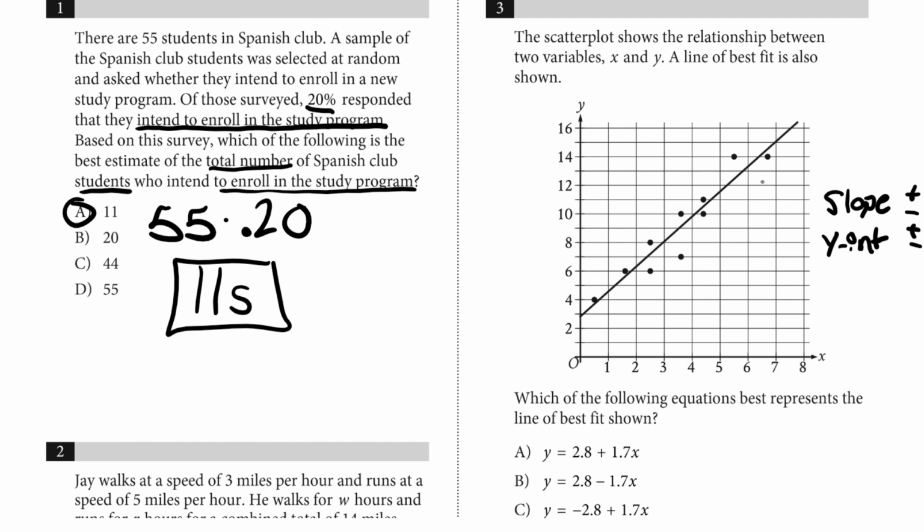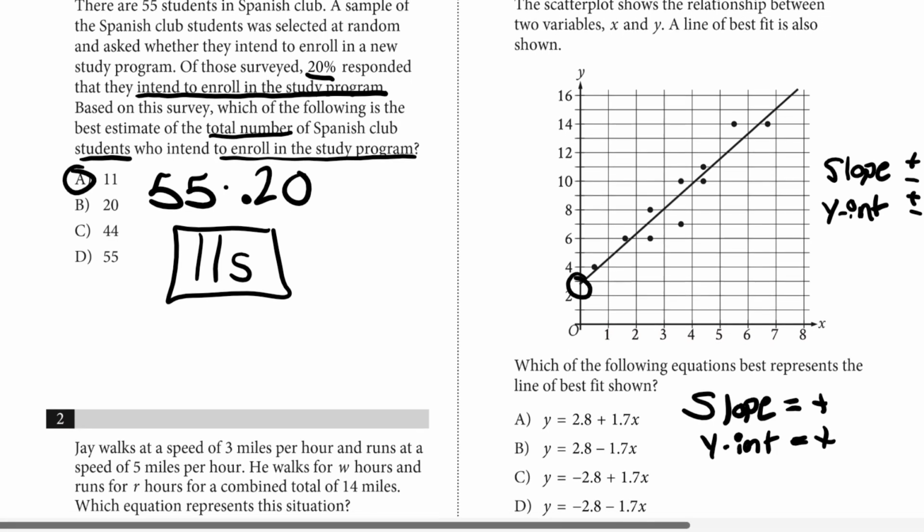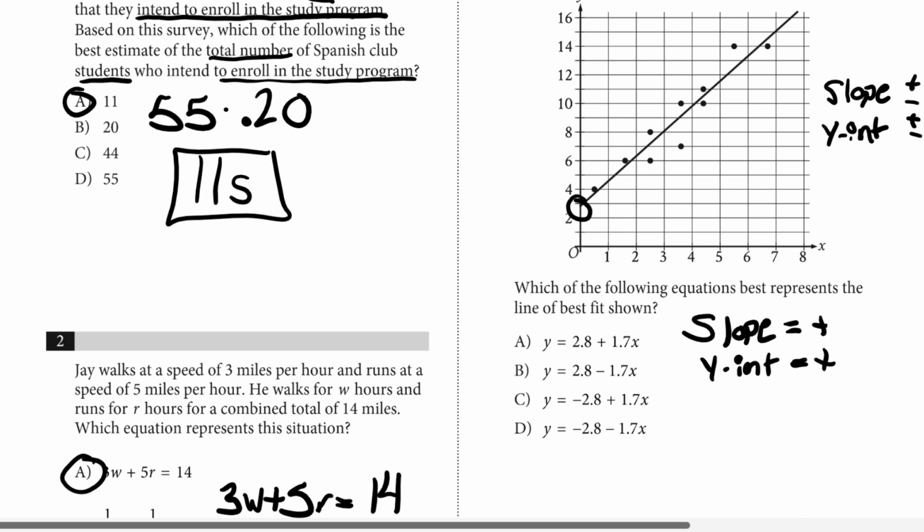So first, the slope. From left to right, the graph is increasing. The graph is going up. So that means that our slope is going to be positive, and our y-intercept is right here, right below 3. So that means that it is also positive. Y-intercept is also positive. So we have to look for the answer choice that has a positive y-intercept and a positive slope.